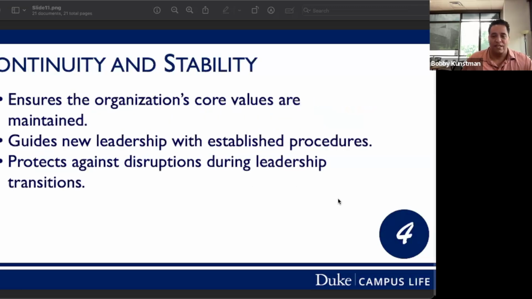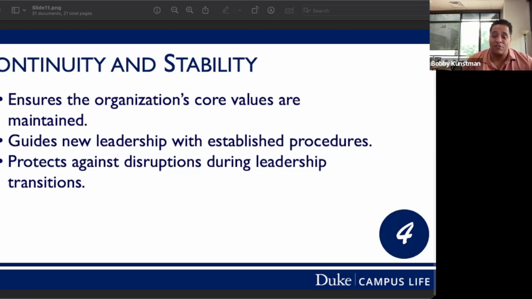Continuity and stability are critical for any organization. A strong constitution helps preserve your organization's core values and mission, even as leadership changes over time. We see leadership changes from year to year. Sometimes we see them from semester to semester. The constitution helps to create that continuity.